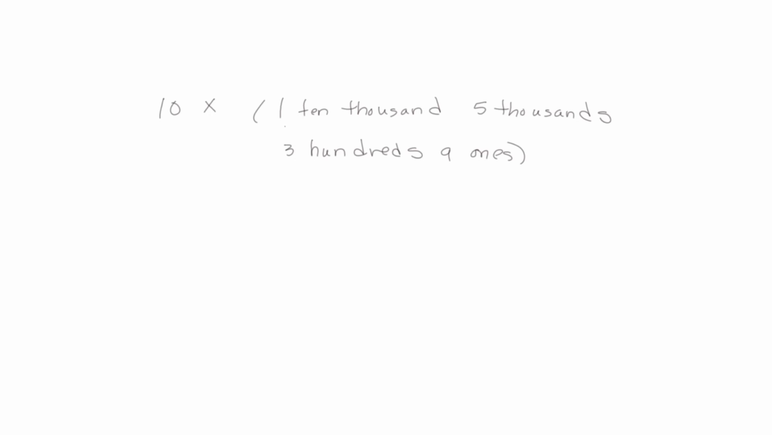So we're multiplying each of these units and the number we have of each unit times 10. So let's start with 1 10,000. 1 10,000, if we multiplied by 10, we'd go over one more on the place value chart and we'd have 100,000. 5,000s, if we multiply by 10, again, we'd go one unit to the left on the place value chart and we'd have 50,000s. 300s on the place value chart times 10 would be 3,000.